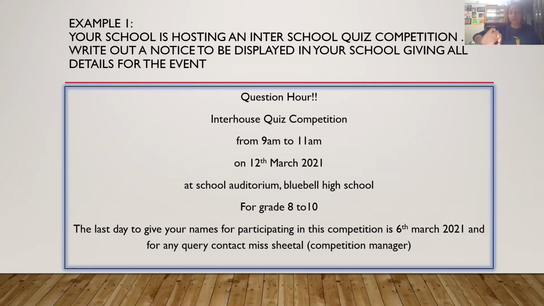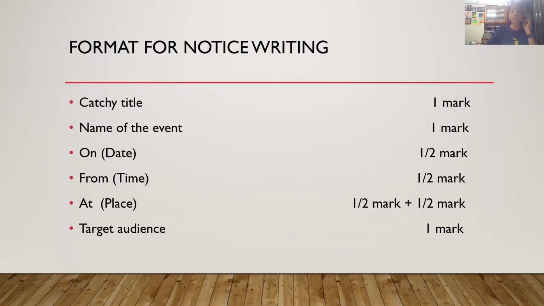Don't complete the sentence with from 9 a.m. to 11 a.m. full stop. No, it's not like that. Not even a comma is put. From 9 a.m. to 11 a.m. on 12th March 2021 at School Auditorium, Bluebell High School. So it's continuous. If you are writing a continuous sentence, then obviously you won't put a full stop in the middle of the sentence. It's just the same thing.